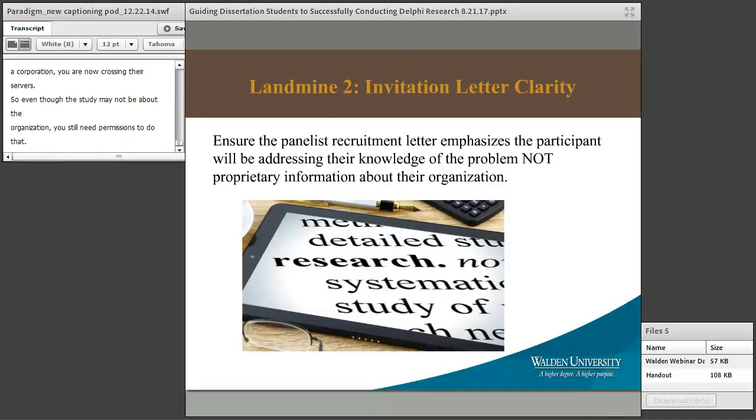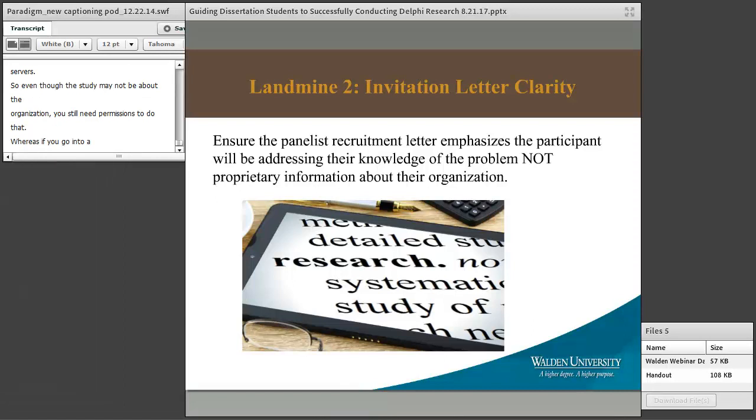Whereas if you go into a social media platform like LinkedIn, post an invitation, and ask people to respond to you with their personal email addresses and contact information, you're bypassing the organization. This study is not about the organization, and it becomes up to the participant whether they want to disclose to their organization that they're going to be part of this study and follow any protocol set up by the organization.